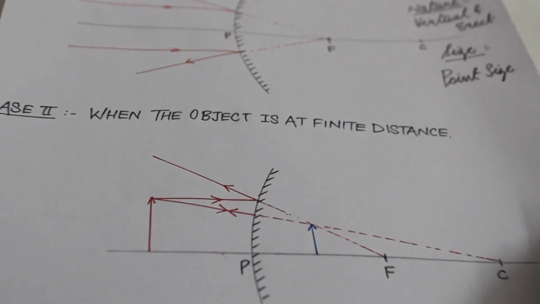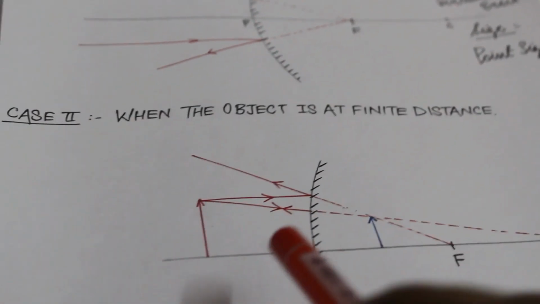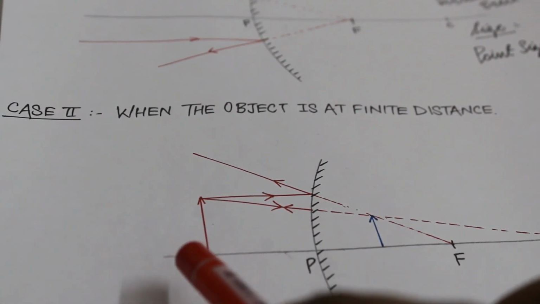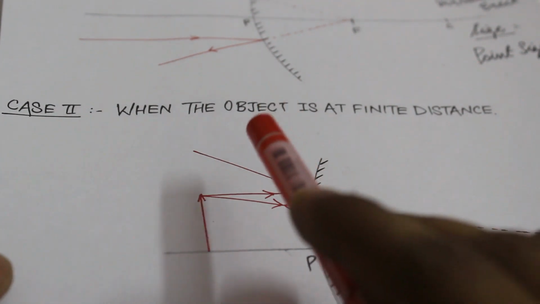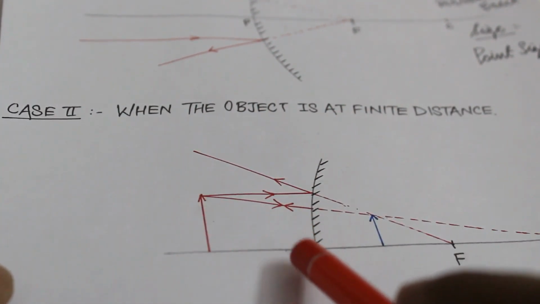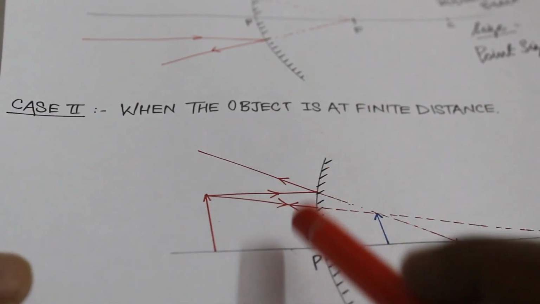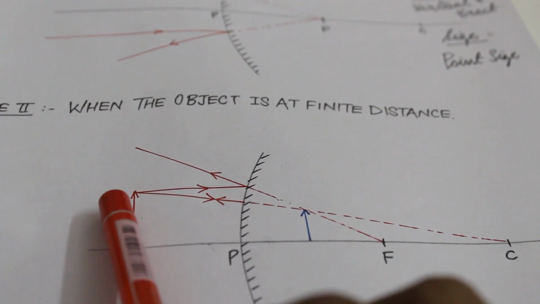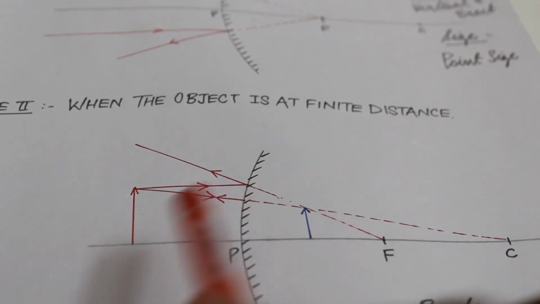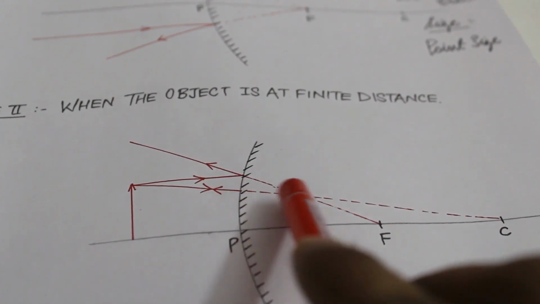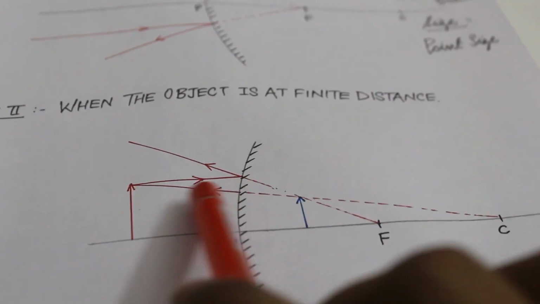Second, when the object is kept at a finite distance. There are no points on the reflecting part of the mirror, so we can't mention any point. We'll write, when the object is at finite distance. You can keep this object anywhere, near or far, but it should be at a finite distance. As you can see, I've taken two rules. Rule 1, parallel, appearing to pass through focus. Rule 3, if it appears to pass through center of curvature, it retraces.